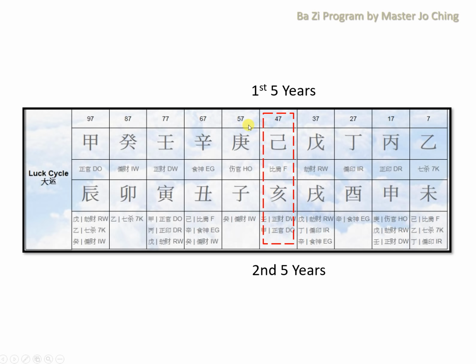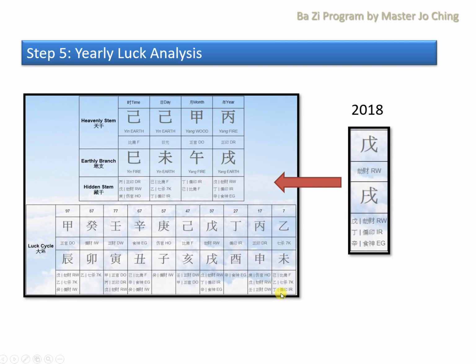And luck cycle is extremely important because whether you can become a multi-millionaire or not, whether you can have achievement or not, it all boils down to the luck cycle energy. All right, what kind of elements you are going through.